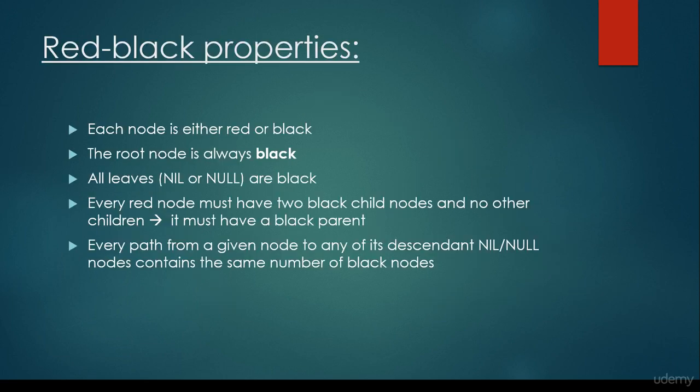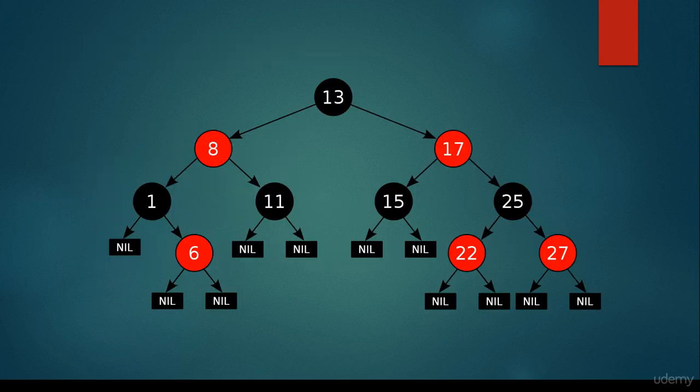So every node must have 2 black child nodes and no other children, and it also means that it must have a black parent. Every path from a given node to any of its descendant null nodes contains the same number of black nodes. For example, let's consider a situation.